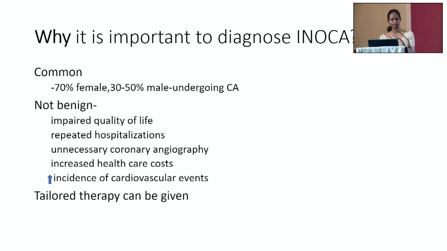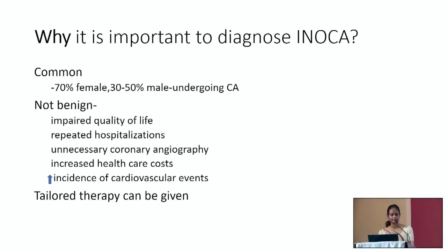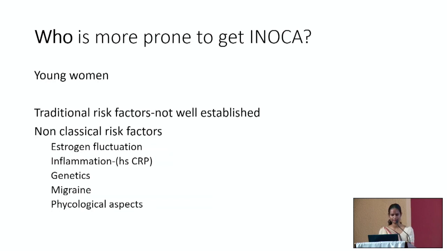So why is it important to diagnose INOCA? Because it's common. 70% of females and 30 to 50% of males undergoing coronary angiograms have demonstrable ischemia without obstructive coronary arteries. And it's not a benign condition. It can impair quality of life, lead to repeated hospitalization and unnecessary coronary angiography, increase healthcare costs, and increase the incidence of cardiovascular events. And we can give tailored therapy. If we diagnose vasospastic angina, we can give calcium channel blockers. If we diagnose microvascular angina, beta blockers are first line. So that's why it is important to diagnose INOCA.